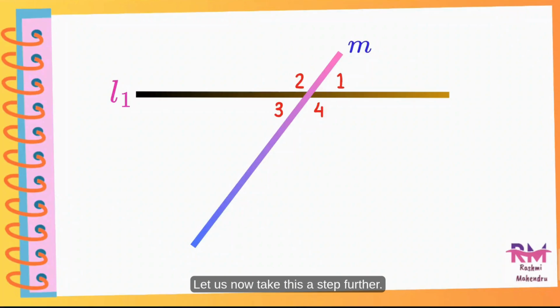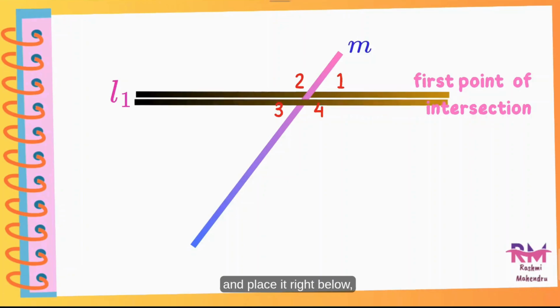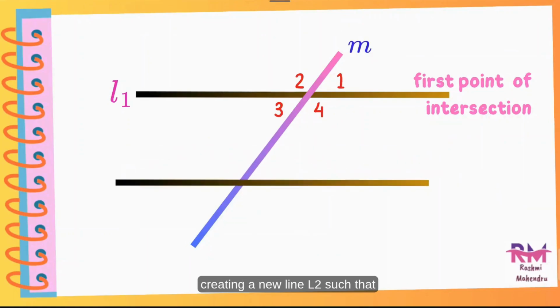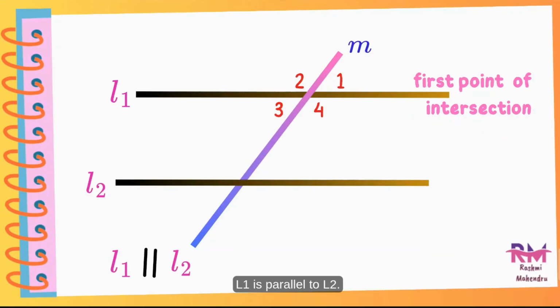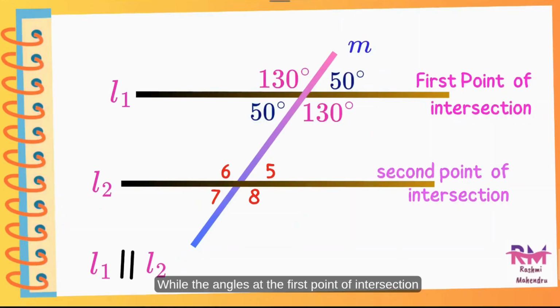Let us now take this a step further. But before we do that, let us call this one the first point of intersection. We copy line L1 and place it right below, creating a new line L2, such that L1 is parallel to L2. What happens now? Four more angles are formed at the second point of intersection. While the angles at the first point of intersection are sorted, the real challenge arises when we have to find the four missing angles at the second point of intersection.